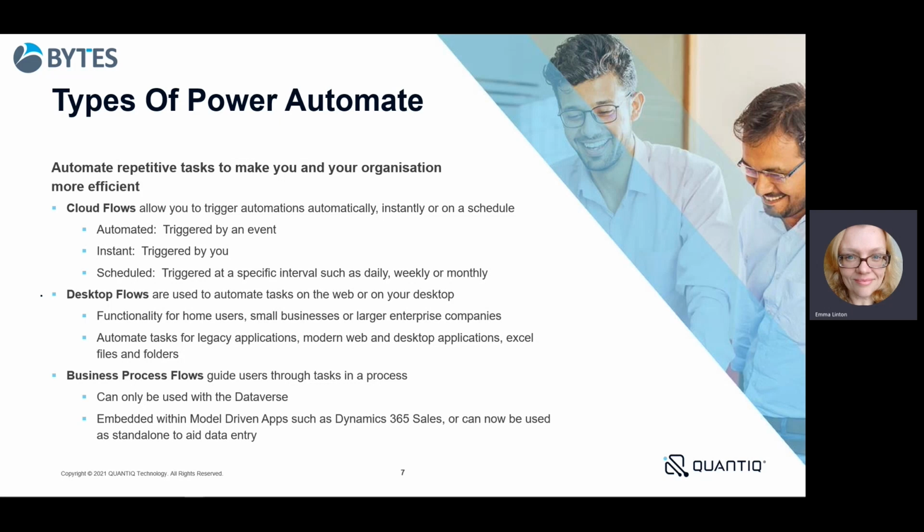The last type is business process flows. A business process flow is used with Dataverse. You embed them within a model-driven app. So there are some ones already existing in Dynamics 365. In the sales app, for instance, you've got the lead to opportunity flow. So that's a good example.